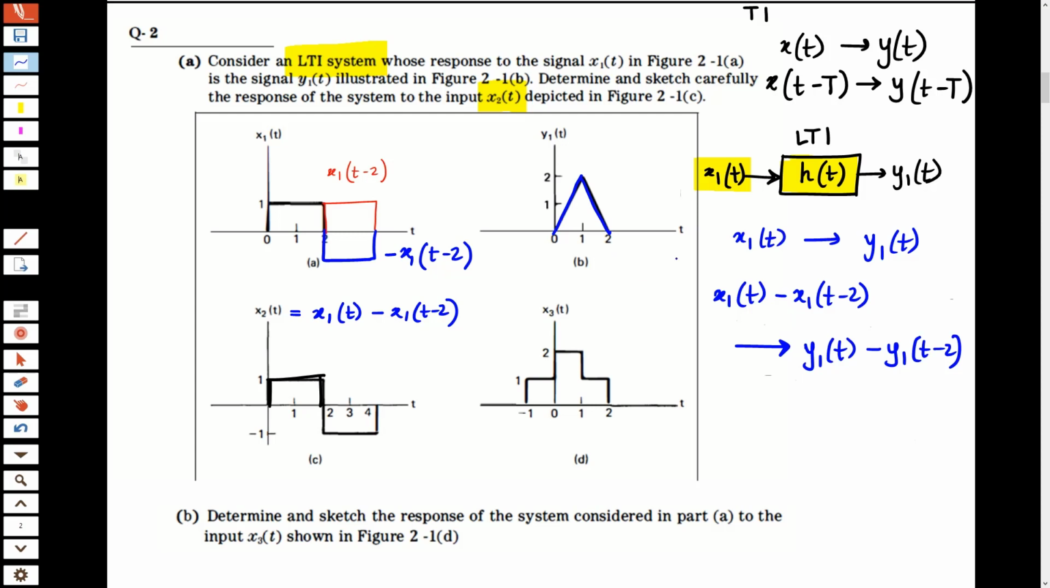Then y1(t) shifted by 2 units. y1(t) shifted by 2 units looks like this. This is y1(t-2). And now when you reflect it, that means you multiply it with minus 1, this would look like this. So this part of the signal is minus y1(t-2).